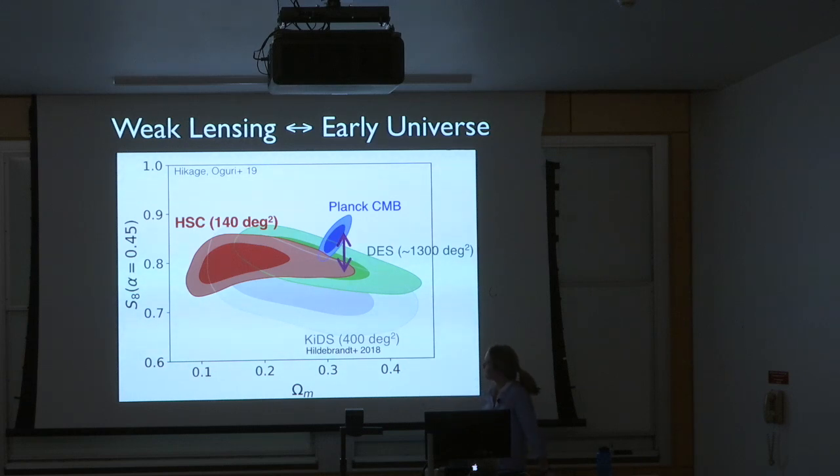Since this is now shown in S8, which is basically sigma 8 and omega matter dependent, I can't tell you directly. And I would have to repeat the analysis in a different prior space. But yes, there are definitely many things that we still have to look into.